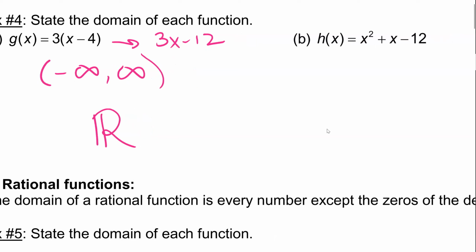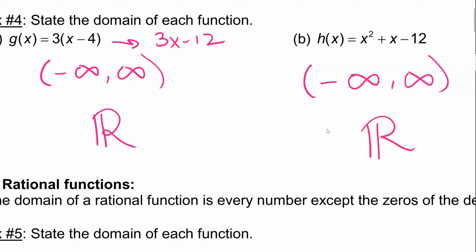All right, how about B? This is a quadratic. A quadratic goes on forever. If I could zoom out and see the graph and it's the size of California, it still just goes on forever. The domain is going to be all real numbers. So you go from negative infinity to infinity. So I want interval notation, but I'm showing you these mean the same thing.